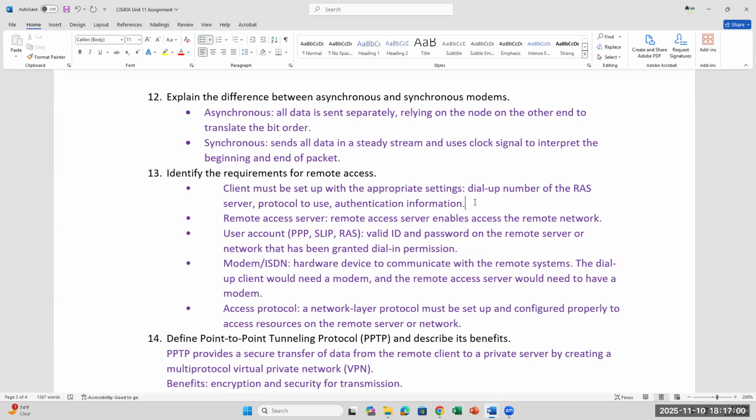So for your remote access server, you have to have the role and features for that. So you need to install that role and feature on the operating system. You need to enable access. So we want to make sure that we configure it for point-to-point, or we can set up another type of format to be able to connect. You need an account to be able to access, right? So you have to set up a user account. So sometimes it would be a valid ID and password or a user account on the network.